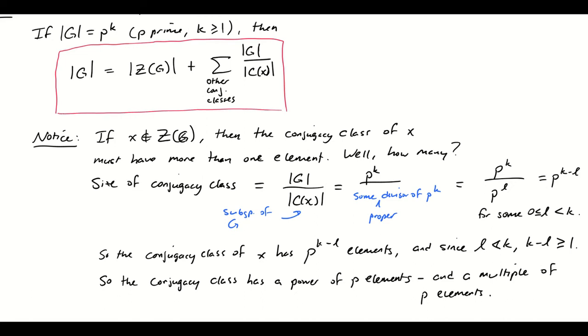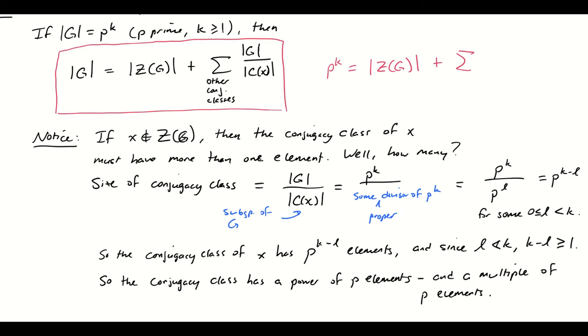So again, what that's saying is the order of G, which by the way was P to the K, is equal to the size of the center of G plus the sum of a whole bunch of other sizes of conjugacy classes, but each one of those is some power of P. I'm going to call it P to the m sub i, and then each m sub i is at least 1. And then what are the i's? The i's just go from 1, 2, 3 up to the number of non-singleton conjugacy classes, if that makes sense.